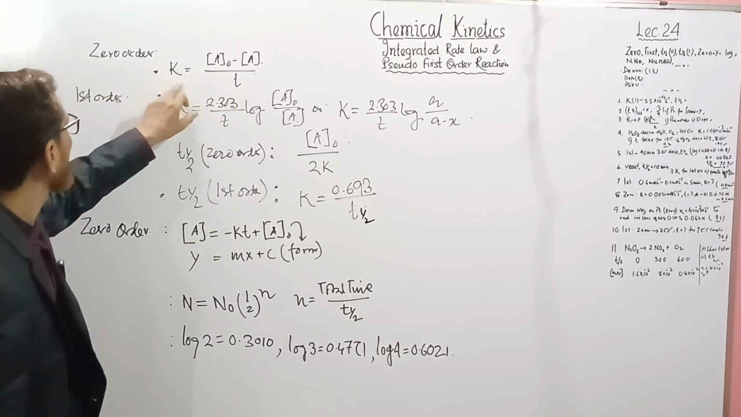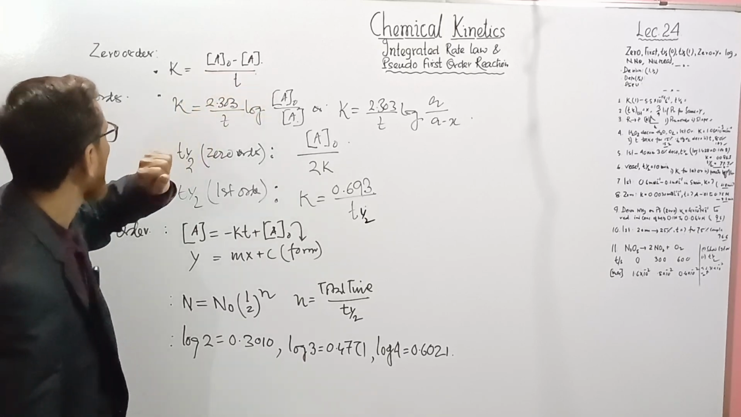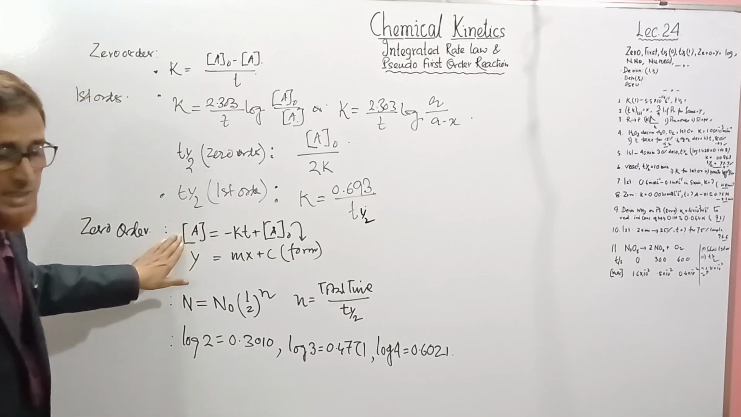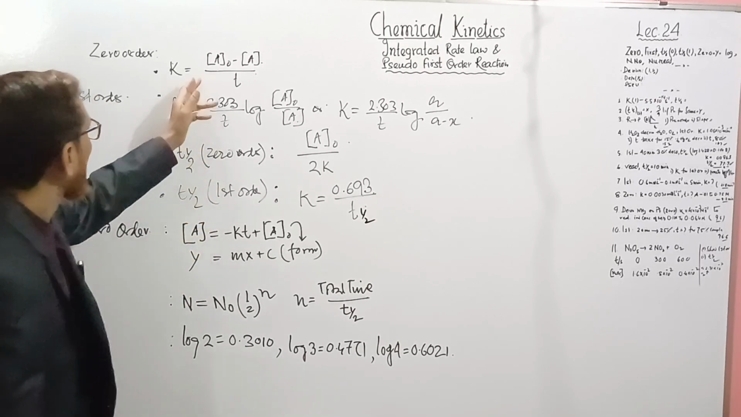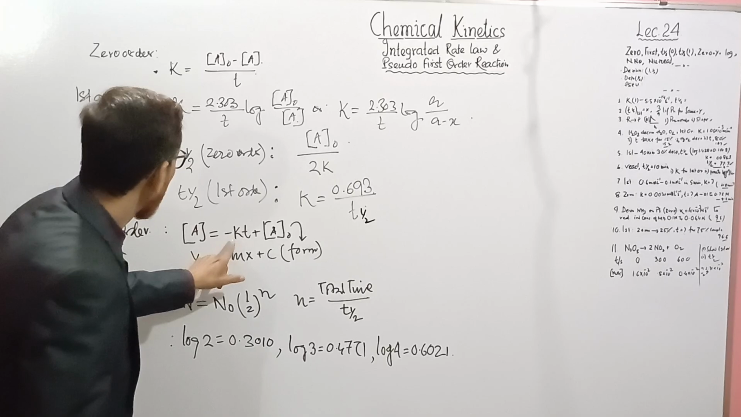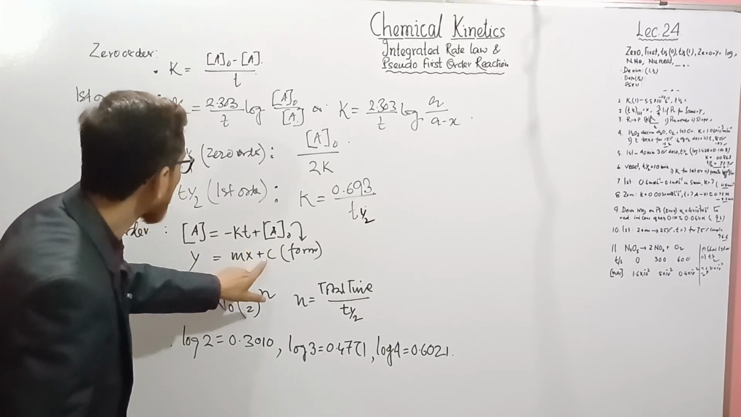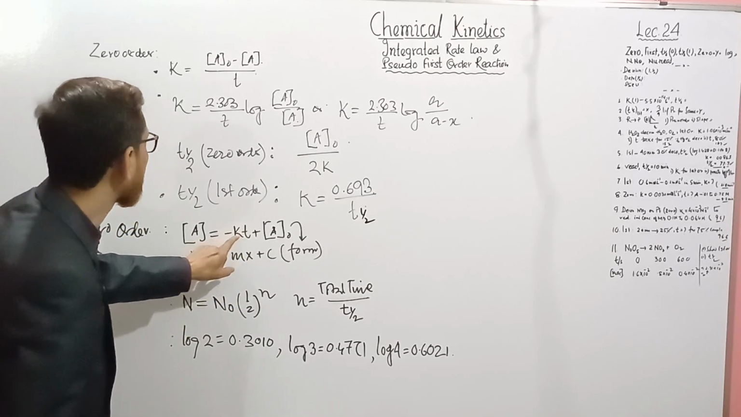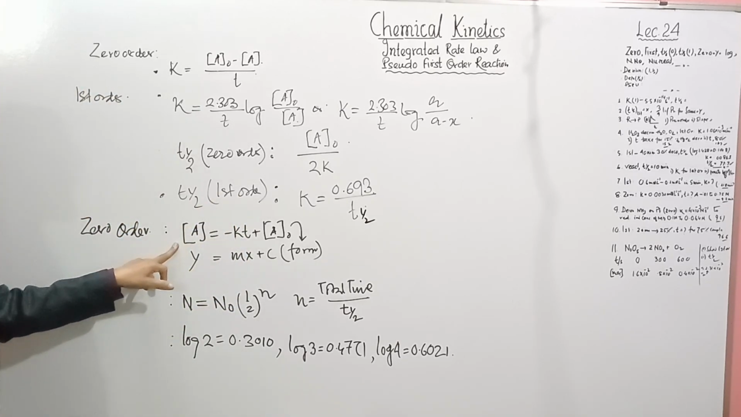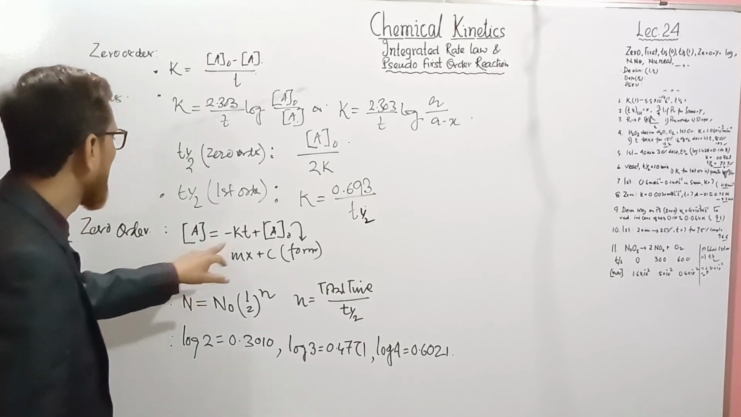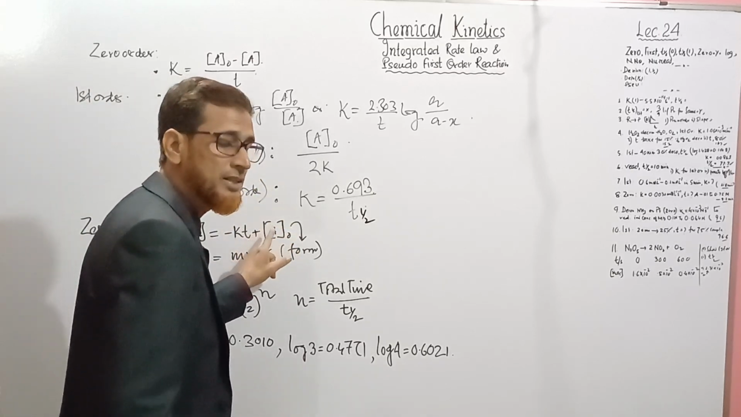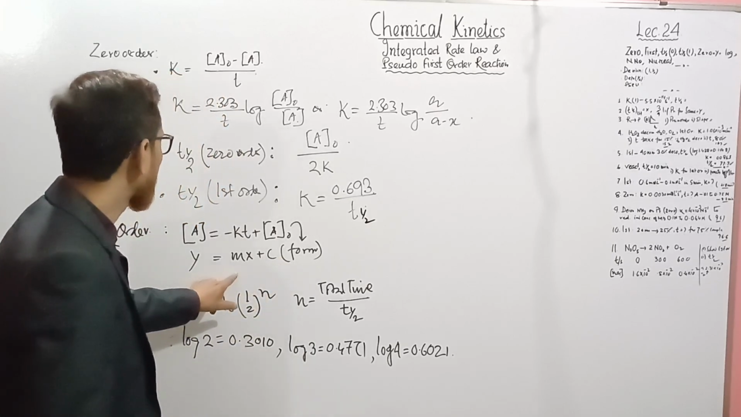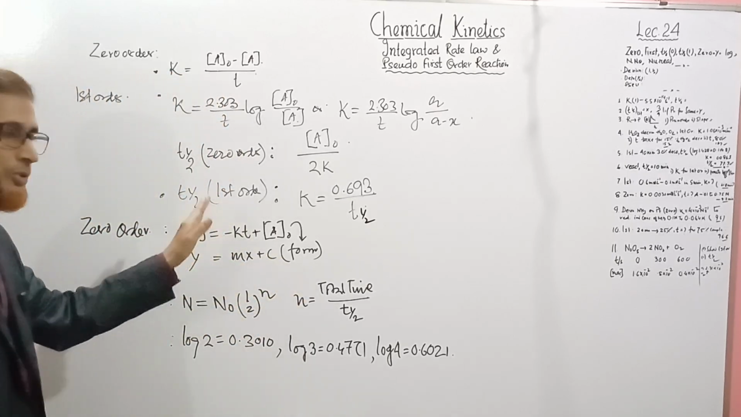If you cross multiply, you will get kt equal to A naught minus A. From this, I have arranged it, where A is the concentration after time t, in the form A equal to minus kt plus A naught, which is y equal to mx plus c. Here m is the slope, that is minus k, A is the concentration after time t, that is y, and A naught is the concentration at the initial time, which is constant, that is c. I will explain it a bit later with a graph.